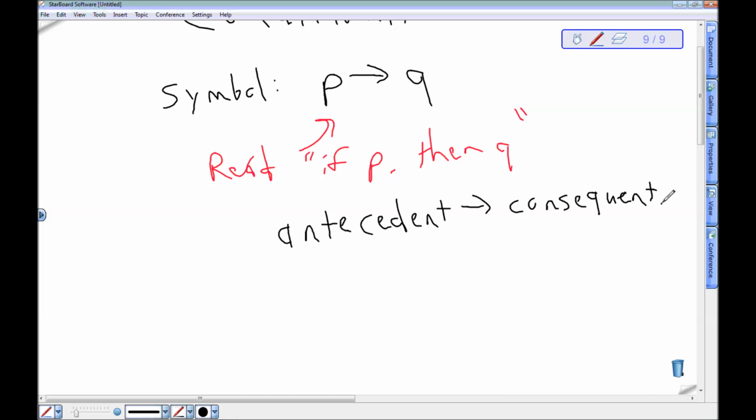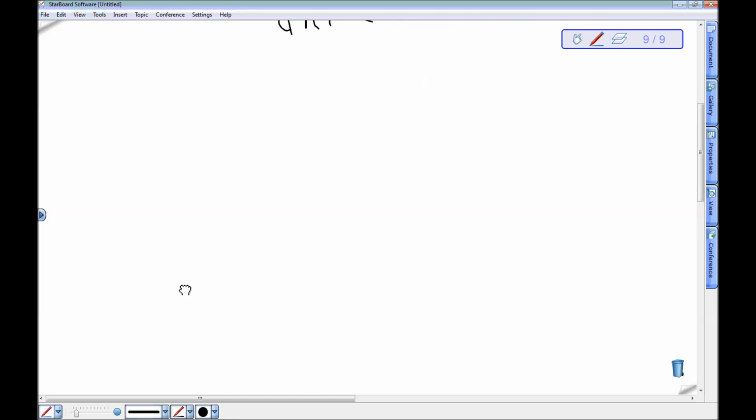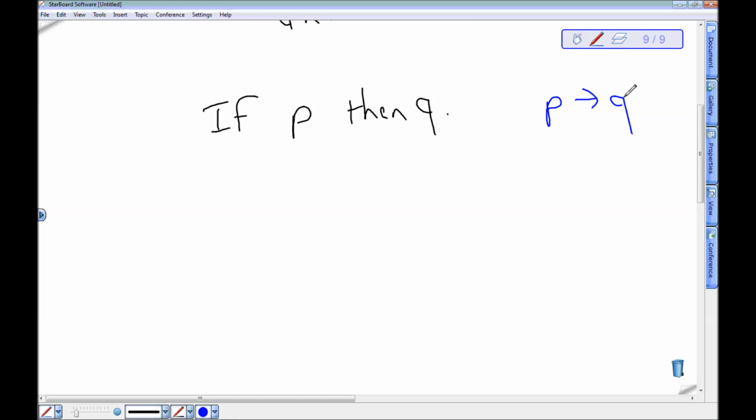I'm going to stick with P and Q, but I'm going to use regular sentences or regular words around them to write them out. So if P, then Q is symbolized as if P, then Q. Okay, that's our basic one. That's how that will normally look.